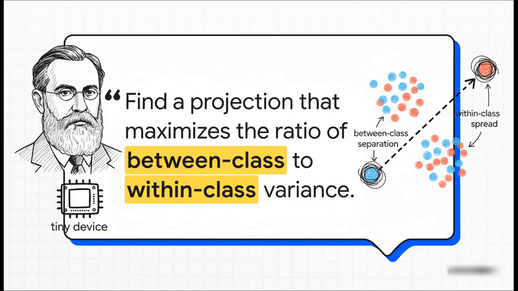Now, this intuitive idea of separating and squeezing, that's exactly what the legendary statistician Sir Ronald A. Fisher formalized with math. He created what's known as Fisher's criterion. That ratio you see here is the mathematical engine that drives the entire LDA process. It's always searching for that perfect balance: maximum separation between the classes, minimum spread within them.